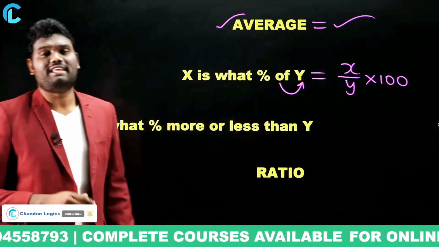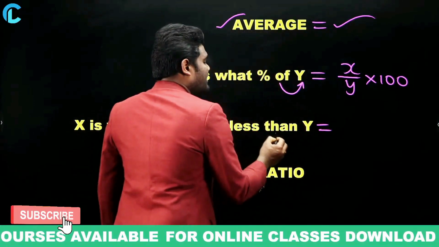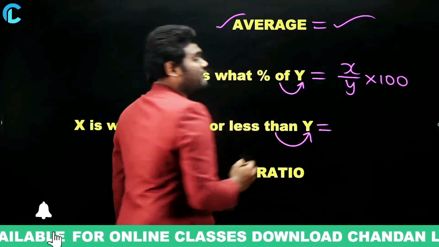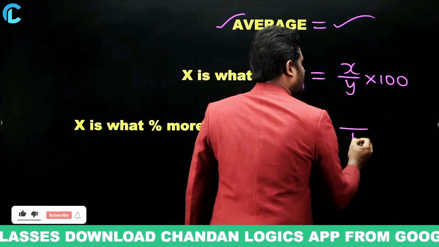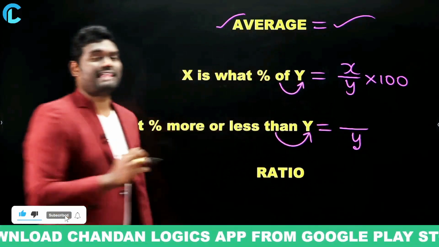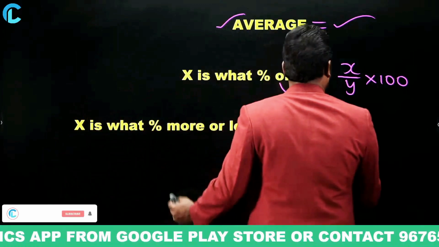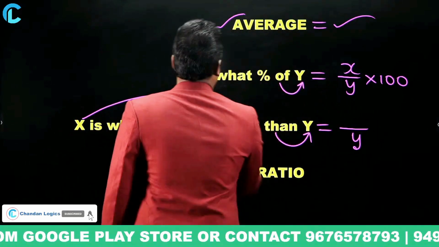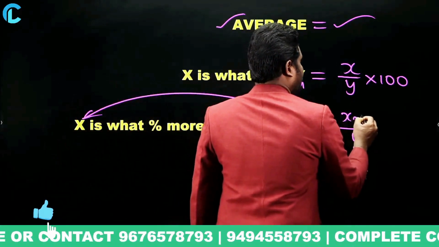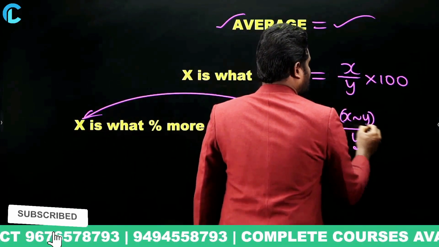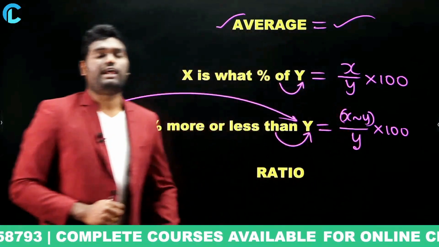Whenever you have these types of questions, simply observe here. Whatever comes after "than" should be in the denominator. In the numerator, we need to calculate the difference, which means the difference between X and Y. In the denominator, we need Y. So difference by Y into 100.